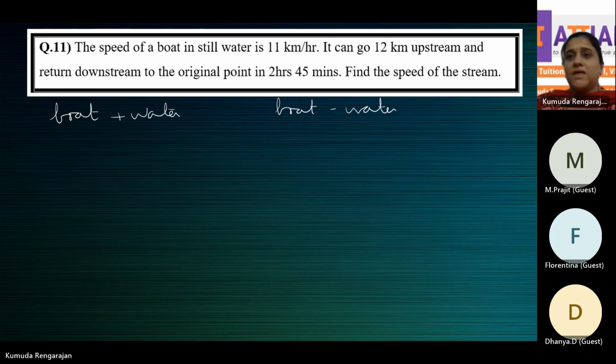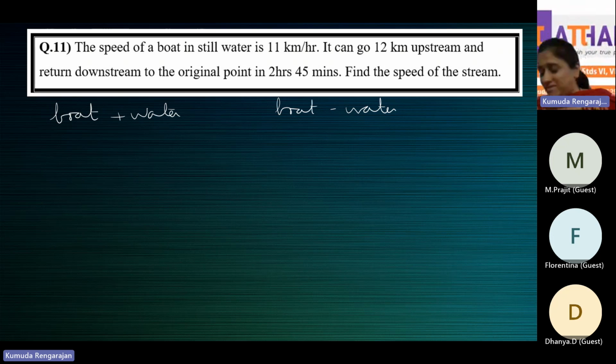Which is like downstream. But if you run in the opposite direction, you're fighting with the wind. When you're going in the same direction, you're very friendly with the wind. The wind is blowing in a direction and you're also going with the wind. So when you're very friendly, you both will put your speeds together, right? Yes or no? So it will be your speed plus the speed of the wind.